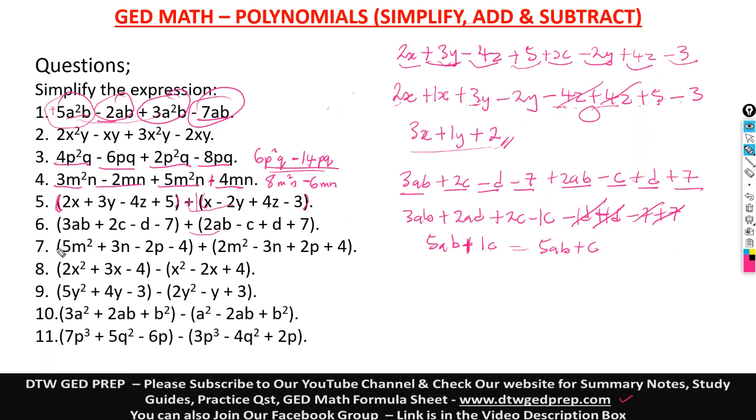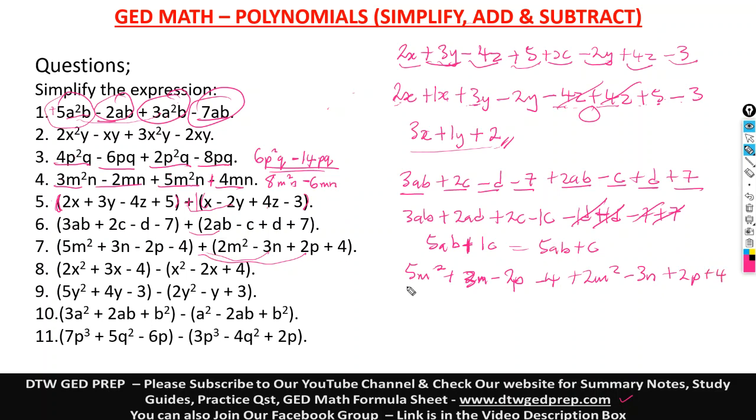So since there's nothing here, I open it up. So 5m squared plus 3mn minus 2p minus 4. Here, there's a sign here. So positive times this, that's a positive 2m squared. Positive times this, that's a negative 3n. Positive times this, that's a positive 2p. Positive times this, that's a positive 4.